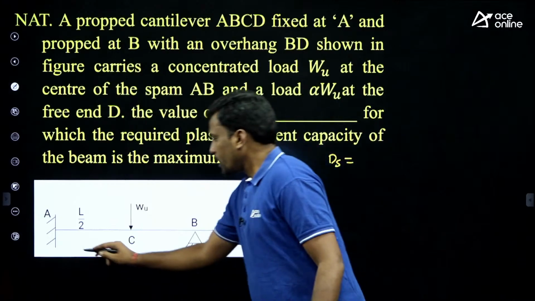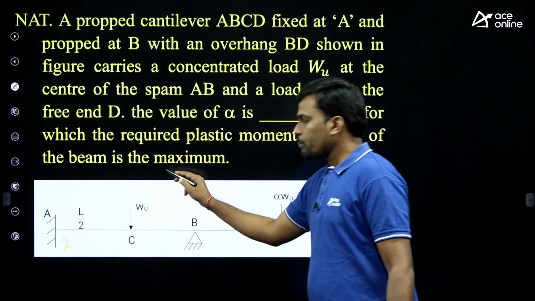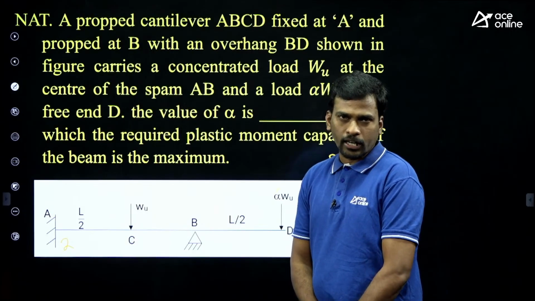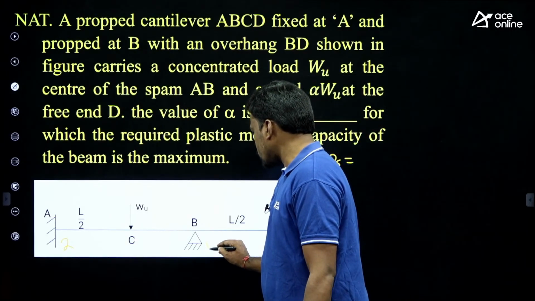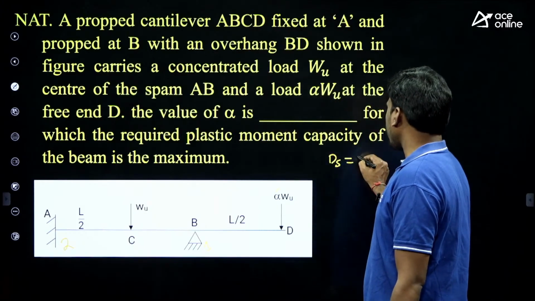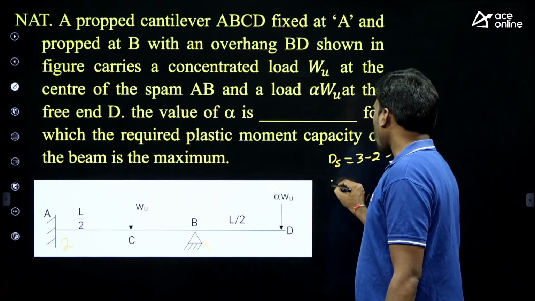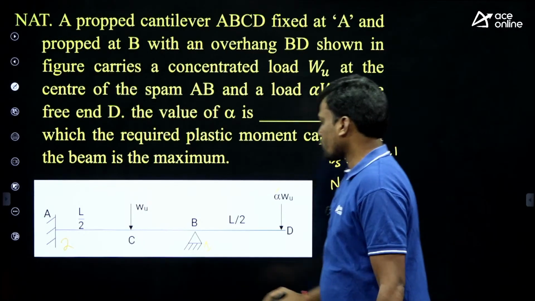Find the DS. Here number of reactions 2. Flat member, purely vertical load. Neglect the horizontal reaction. Neglect horizontal equilibrium equation. Then here it is 1. So total number of reactions are 3 and equilibrium equations 2, so DS equals 1. How many number of possible plastic hinges?